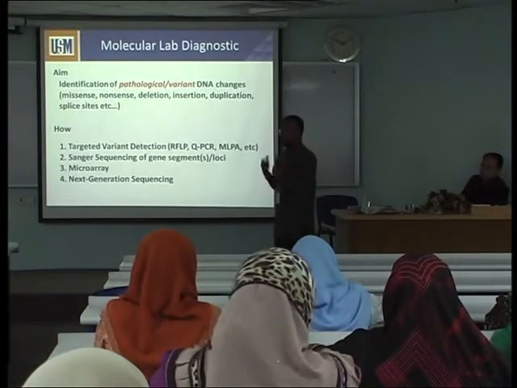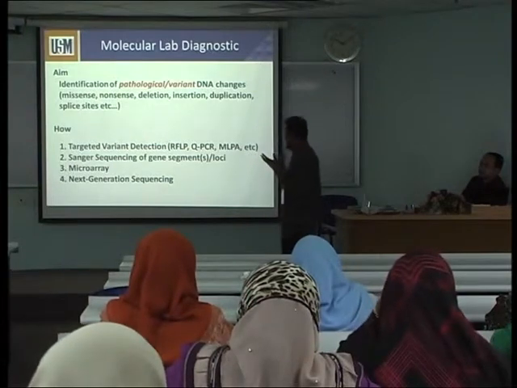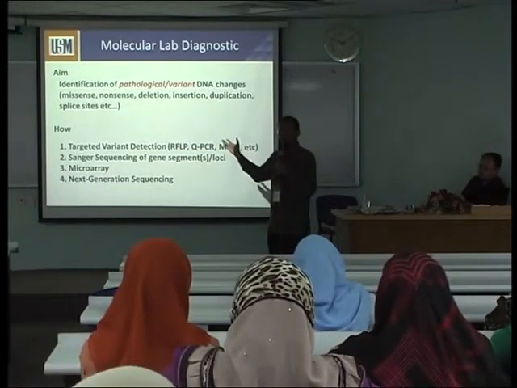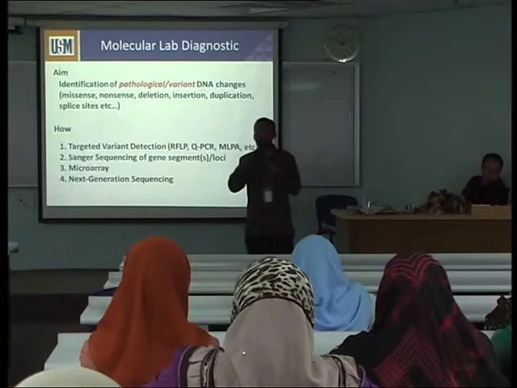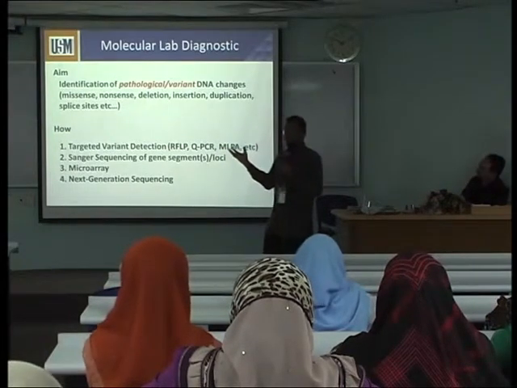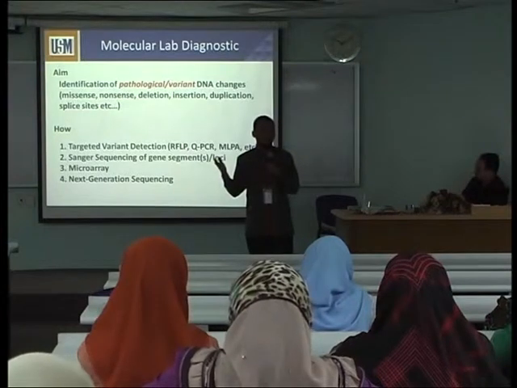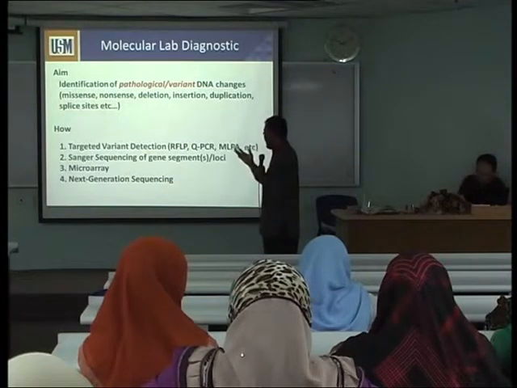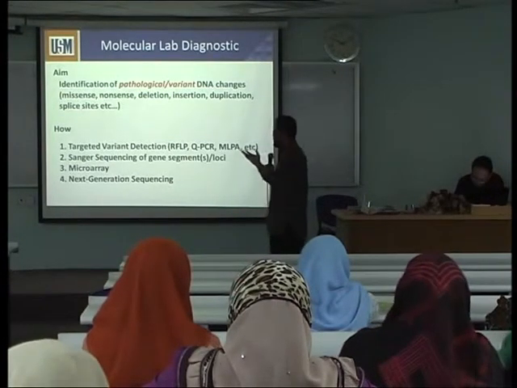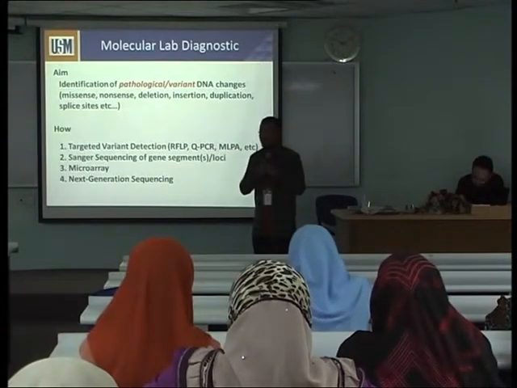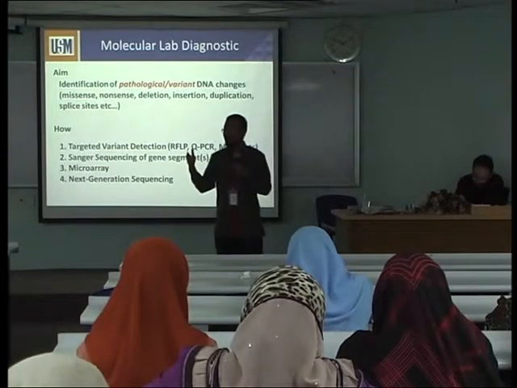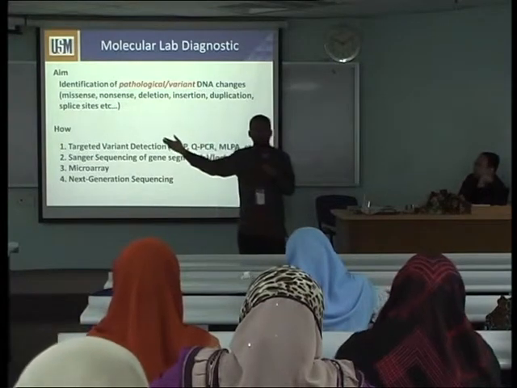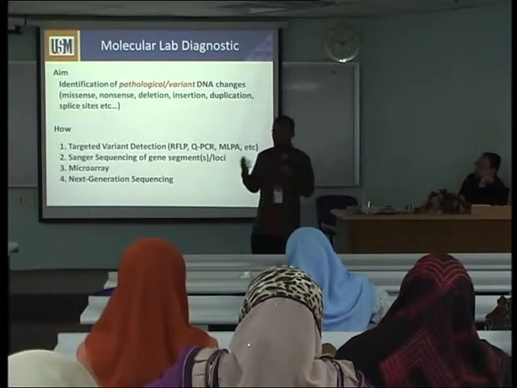And then number 3 is microarray. Microarray is similar to targeted variant detection, but in targeted variant detection you only see 1 or 2 or 3 variations, whereas in microarray you have thousands, tens of thousands of variations. You have a large number of them, right? And then number 4 is next generation sequencing. Different from Sanger sequencing, where you can only detect an extremely limited segment of the genome, with next generation sequencing you can have more. You can even sequence the whole DNA.